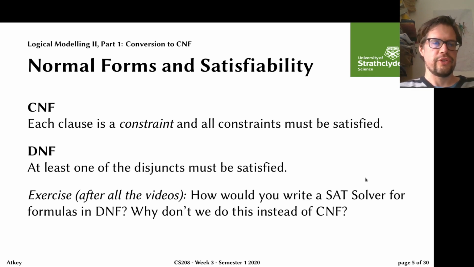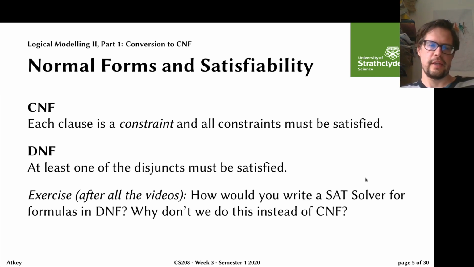So these both have an interesting relationship with satisfiability. In CNF, each clause is a constraint, and all the constraints must be satisfied. And we saw when looking at SAT solvers, this is what they try to do. They try to make sure that at least one thing in every constraint is satisfied. In DNF, or disjunctive normal form, at least one of the disjuncts must be satisfied. So we have to search through them all and look for one that's satisfied.